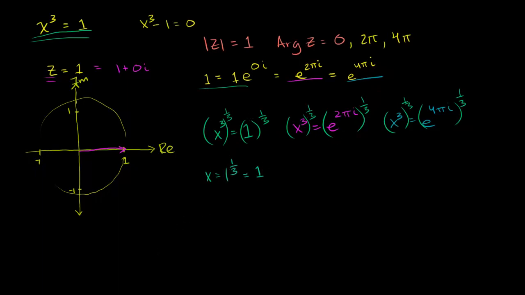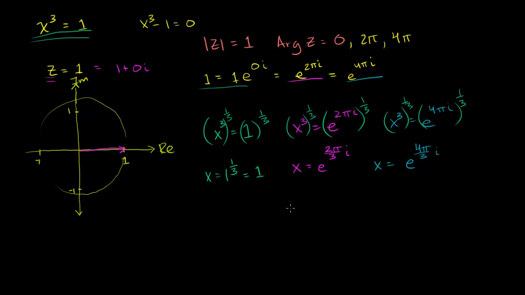Now what does the second equation become? x is equal to e to the 2 pi over 3i power. And then for this equation over here, the 3 to the 1/3 just becomes x to the 1, so x is going to be equal to e to the 4 pi over 3i.